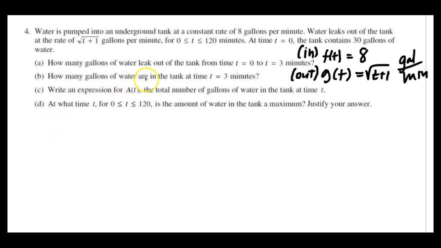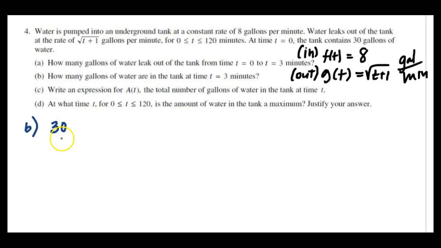How many gallons of water are in the tank at time t equals 3 minutes? So this one is sort of a tricky one. At the start, there were 30 gallons of water in the tank. So now we have to take that into consideration because we want to know how many gallons are in the tank at 3 minutes, and that depends on how many there were to begin with. So for part B, we're going to start with the fact that there were 30 gallons in the tank to begin with.